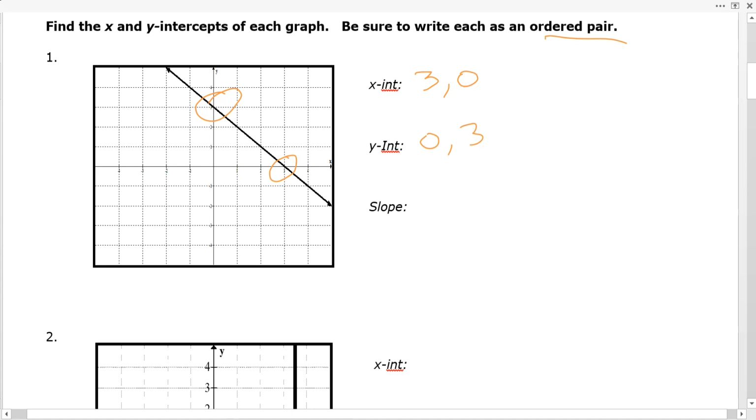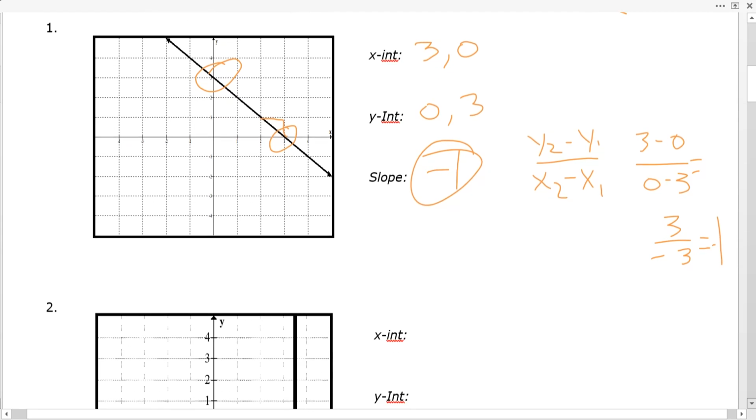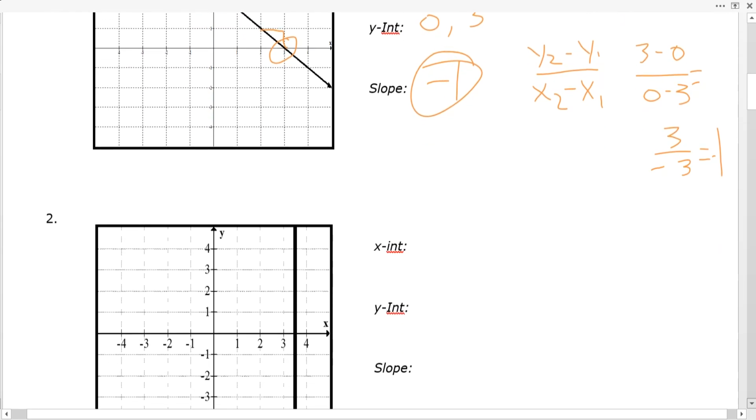I know I have a negative slope, so I can either go up 1 over 1, which makes it a -1 slope. I can do y2 minus y1, which is 0 minus 3, 3 over -3 equals -1. So you get the same answer, whichever way you do it. Alrighty. Super quick.